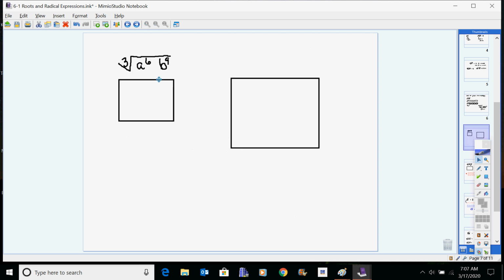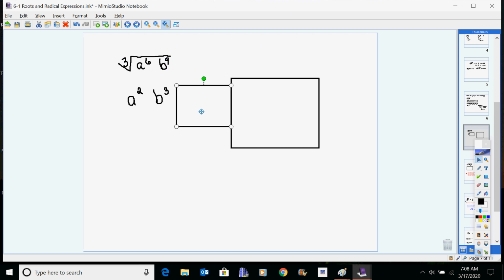So let's think about this one for a minute. We want the cube root. Cube root, 3 is our index. Here are our exponents. So think for a minute. If you take the exponent divided by the index, it's going to give you your new exponent. So 6 divided by 3 gives you 2, so we get an a squared. 9 divided by 3 gives you a 3, so you have b cubed.